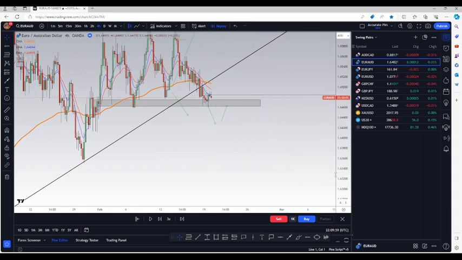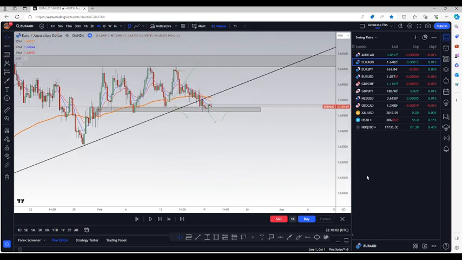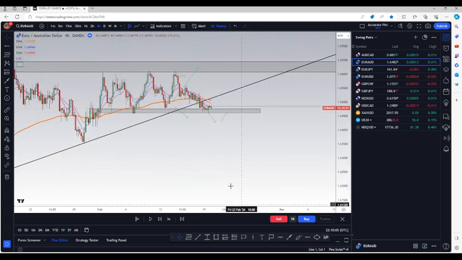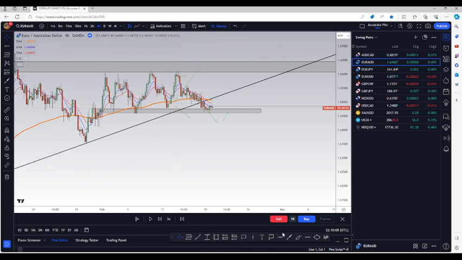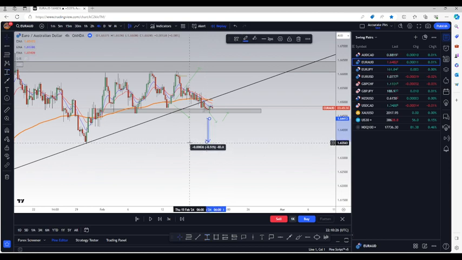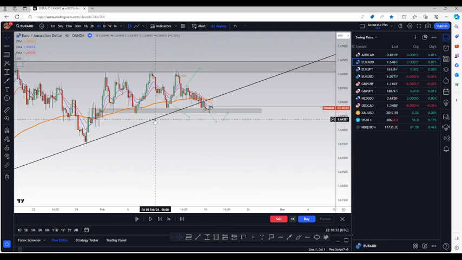I'll just look for the break above a closure. If we get a closure above that hammer, then go for the buy. But if we get a break of the support level, then I'll go for the sell. This will probably give us around 83 pips on UAD if we do get a break of that support level. If not, then we go for the buy, and that should give us around 100 pips. So that's two setups on UAD.